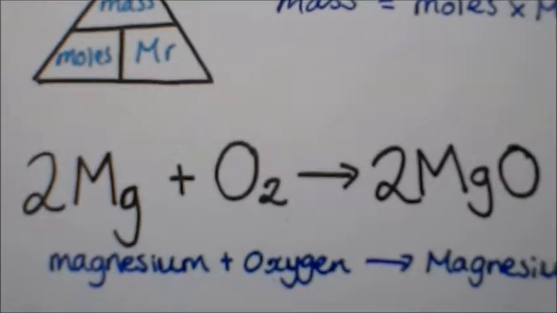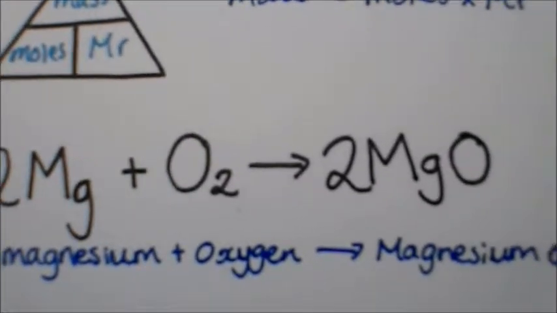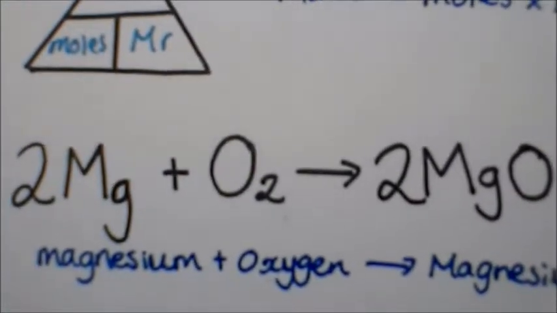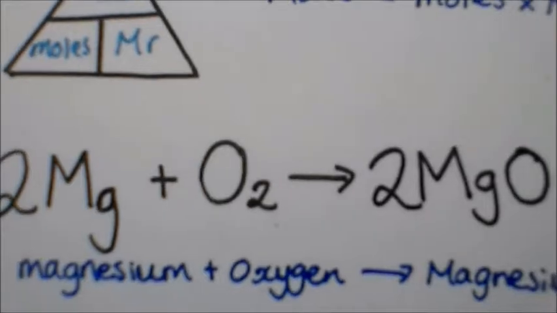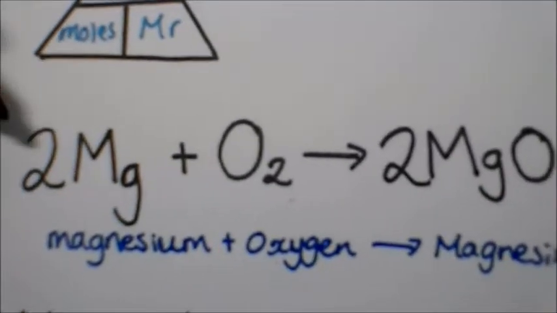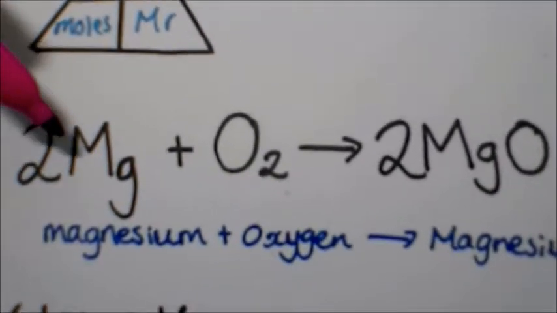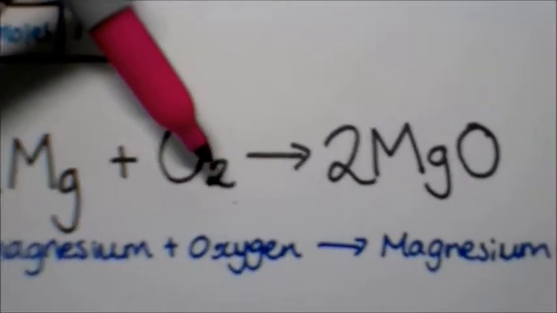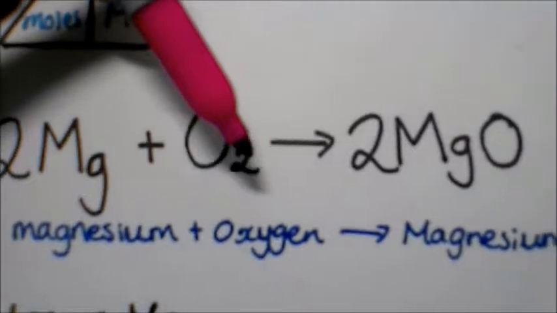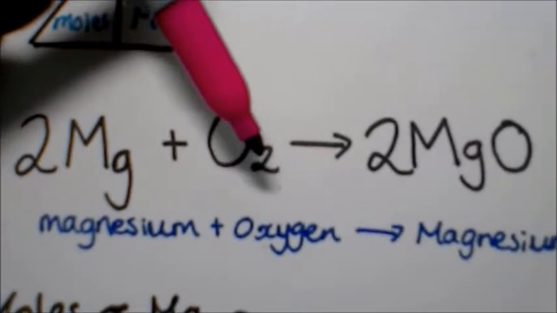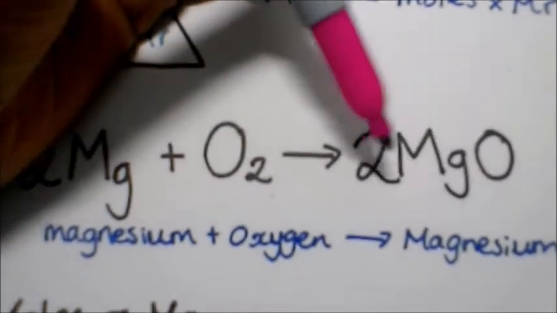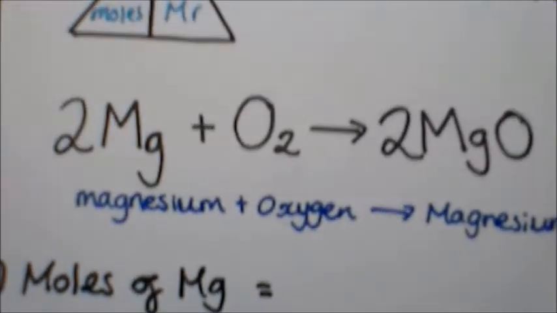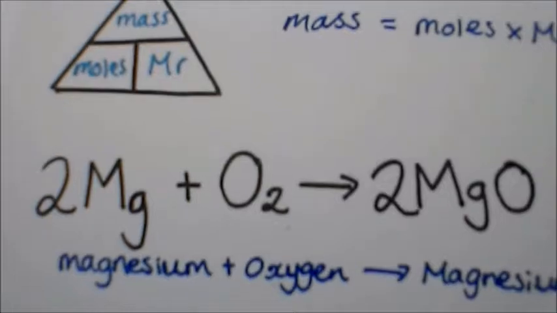Magnesium plus oxygen to magnesium oxide. As you can tell, the equation is already balanced because there's two magnesiums and one oxygen. Oh, sorry, two oxygens. Silly me. Yes, I tried to catch you out. Two magnesiums and also two oxygens. And yes, this is the equation.